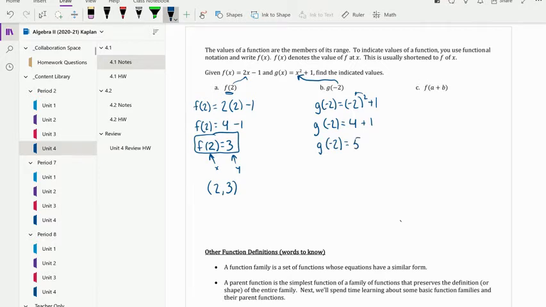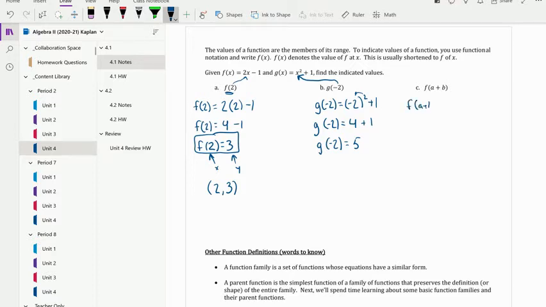Very nice. Moving on to C, this one's a little bit more complicated, but it's the same idea. If A was telling you to plug in 2 every time you see an x, this is telling you to plug in a plus b every time you see an x.